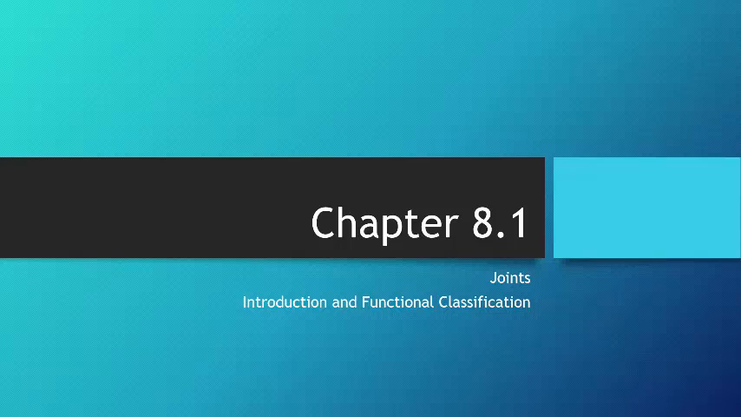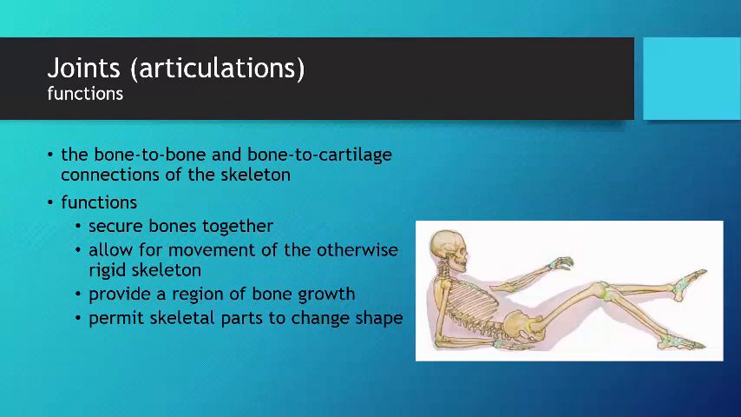And Chapter 8 is all about the joints of the skeletal system. In this video we'll be looking at the introduction to this, as well as discussing briefly one of the classification schemes that we can use to discuss or describe joints. And so we'll be looking at functional classification. So joints are the bone-to-bone connections and the bone-to-cartilage connections that we see in a skeleton.